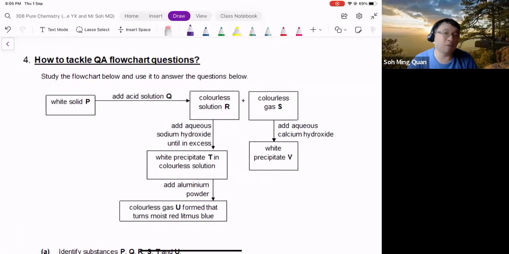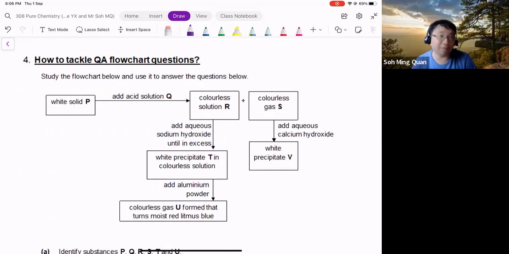Does it mean that pure science will never have flowchart questions? No, it doesn't mean you will not have. That means you could still have this, just that it's not every year. Or they could test you QA in other forms. But nonetheless, there is no substitute to learning QA well, because it will appear in both practical and theory. So what does it mean to do QA well?